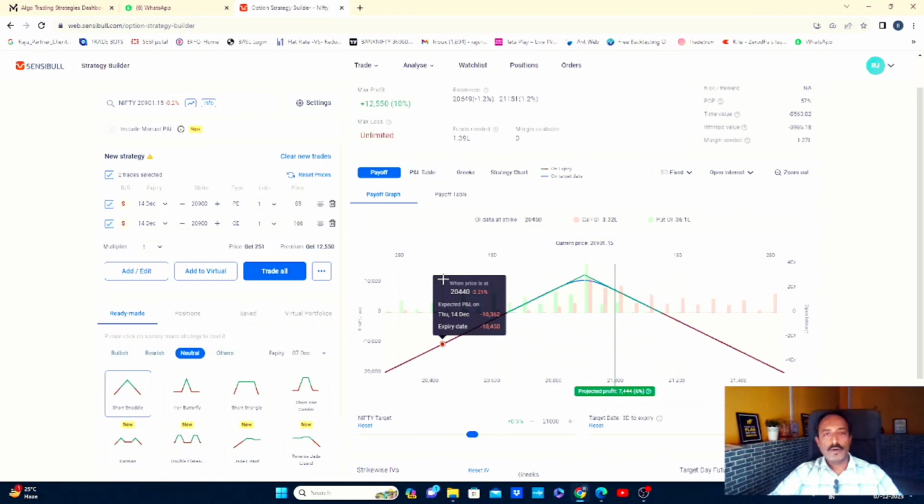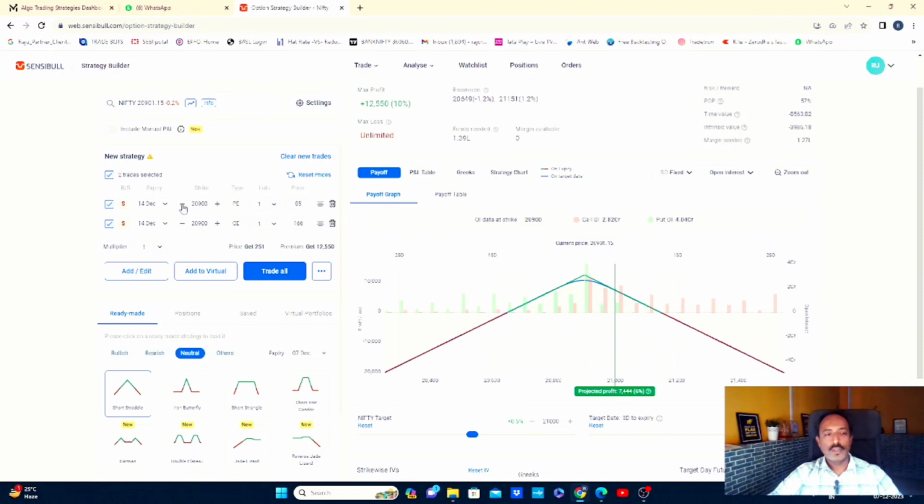Okay. And now let us come to the strangle. So strangle, what did I say? It is selling OTM. So OTM is out of the money options, right? So out of the money call and put. Selling call and put of out of the money is called a short strangle. So to short strangle, 20,900 is the at the money strike price. The out of the money PE and out of the money CE will be different.